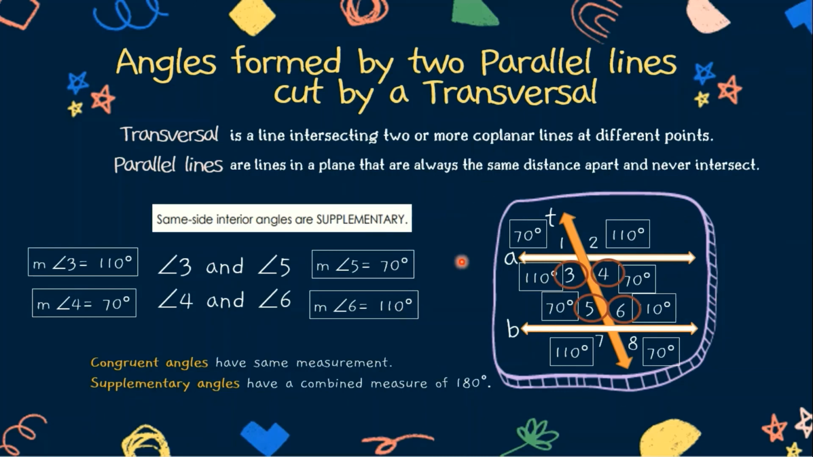Ito yung ating relationship of the angles formed if two parallel lines are cut by a transversal, affected yung kanyang measurement. This is only possible if the two lines are parallel lines. For intersecting lines, hindi possible itong mga statements na ito.